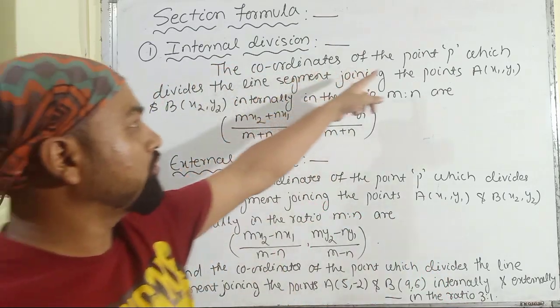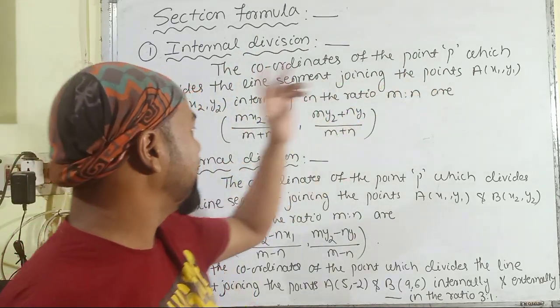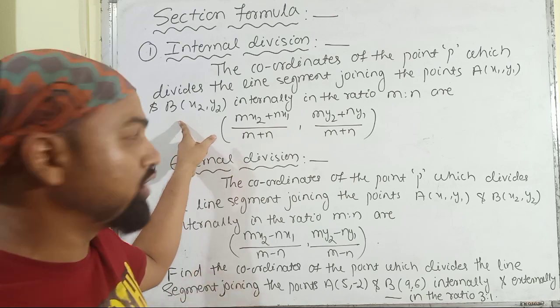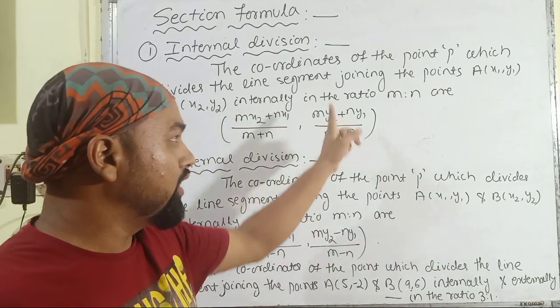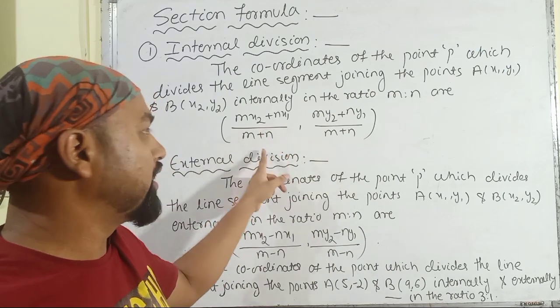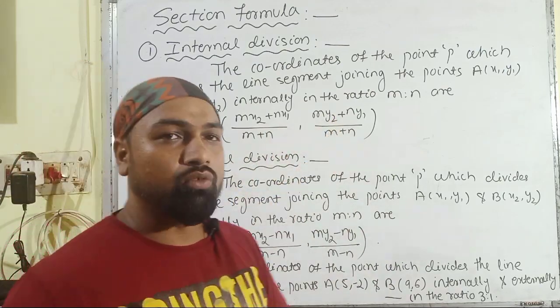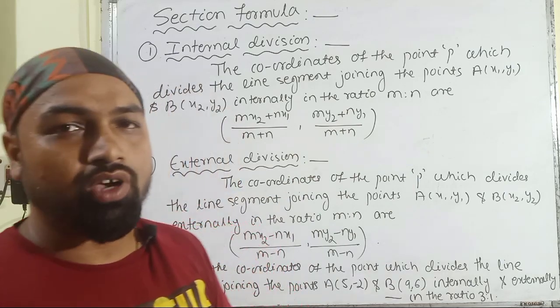So the coordinates of the point P which divides the line segment joining the points A (x1, y1) and B (x2, y2) internally in the ratio m is to n are (mx2 plus nx1) divided by (m plus n), and the second coordinate is (my2 plus ny1) divided by (m plus n).